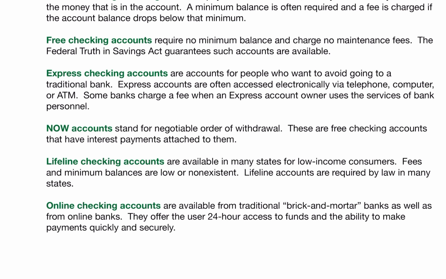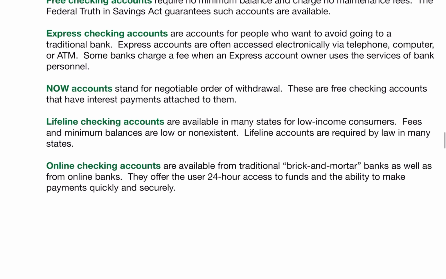Then there are NOW accounts, which stands for Negotiable Order of Withdrawal. These are free checking accounts that have interest payments attached to them. Then there are also Lifeline checking accounts, which are available in many states for low income consumers. Fees and minimum balances are either low or they don't exist. And these are accounts that are required by law in many states. So you're going to want to check to make sure that your state offers these if you happen to be a low income consumer.